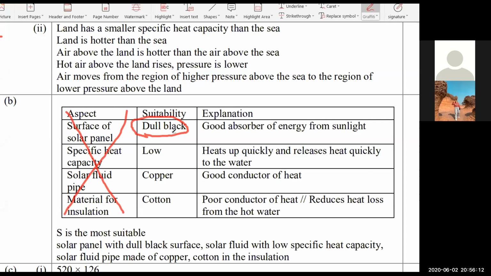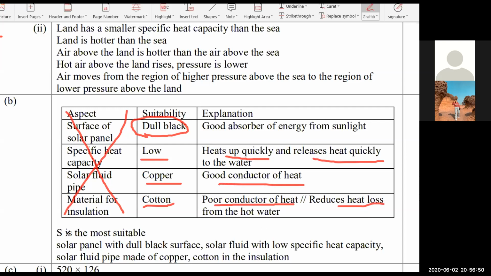Surface of solar panel is dull black. Good absorber of heat. And then specific heat capacity, choose low. Reason: heats up quickly and releases the heat quickly to the water. And the pipe, choose copper, good conductor of heat, it can conduct the heat faster. And the last one, insulation, choose cotton. Why cotton? Poor heat conductor, can reduce the heat loss.